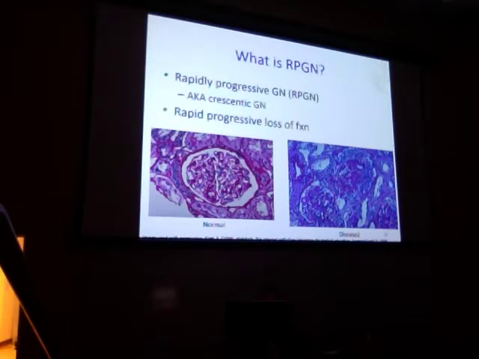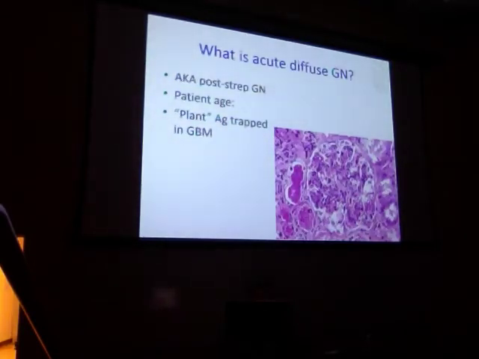All right, now if we look at the next subtype, this is acute diffuse. The most common way that acute diffuse shows up is usually a post-strep infection. There's a common patient age, usually younger patients, 6 to 10 years of age, although it can happen in any age group. But 6 to 10 years of age is kind of like the sweet spot for strep infections.